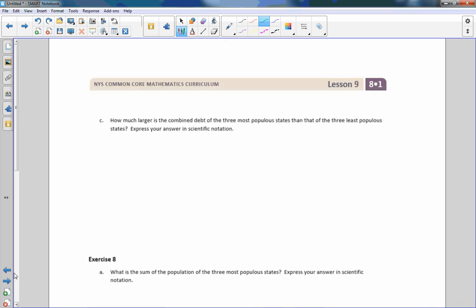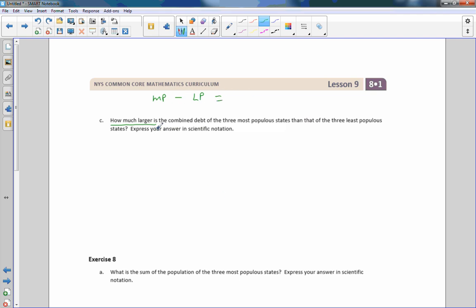C, how much larger is the combined debt of the 3 most populous states than that of the three least populous states. Express your answer in scientific notation. So it says how much larger is the combined debt. So how much larger? So if we have a total, or let's just say we have, well, what are we combining? The most populous states, and then we have the least populous states, and they said how much larger is this? Well, we're going to subtract to see what their difference is.